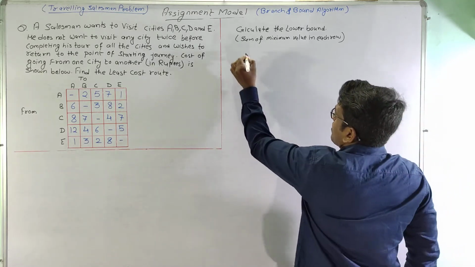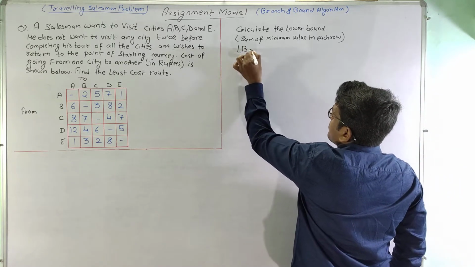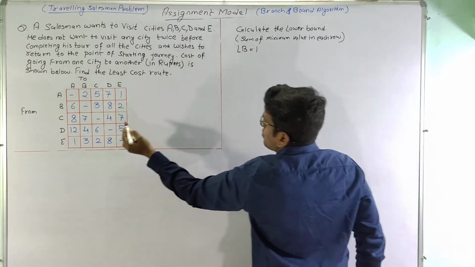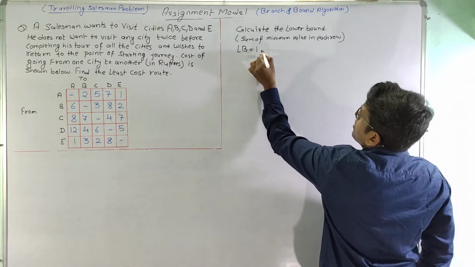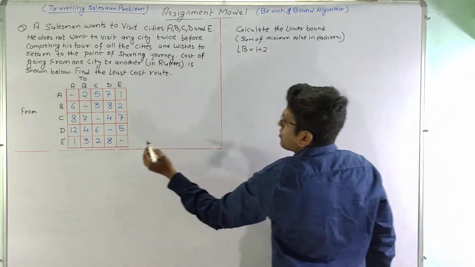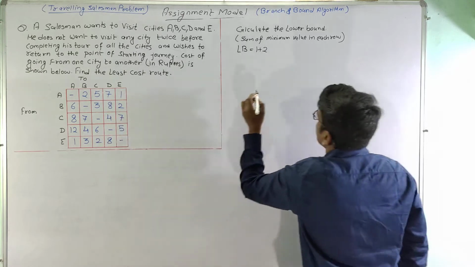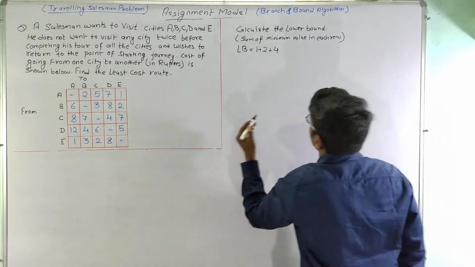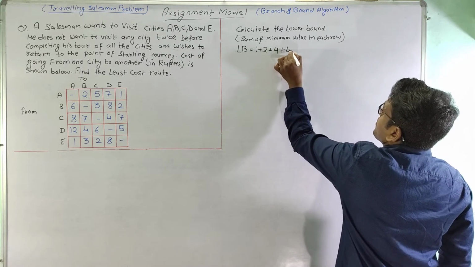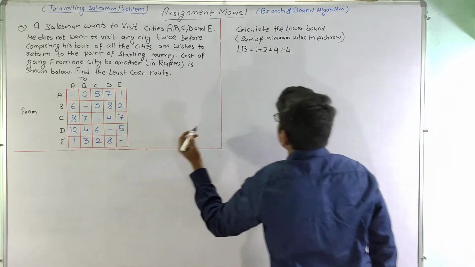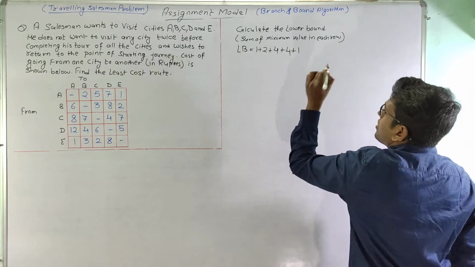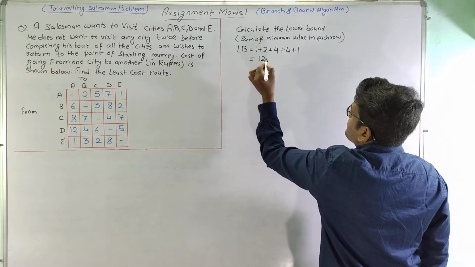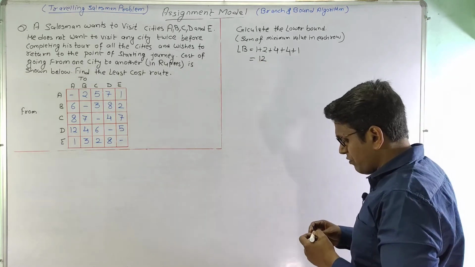So let us quickly calculate the lower bound here. So for row 1 the minimum value is 1, for row 2 the minimum value is 2, plus 2, for row 3 minimum value is 4, so plus 4, for row 4 minimum value is 4, again plus 4, for row 5 minimum value is 1. So our lower bound will come as 12. Okay, so 12 is our lower bound value.